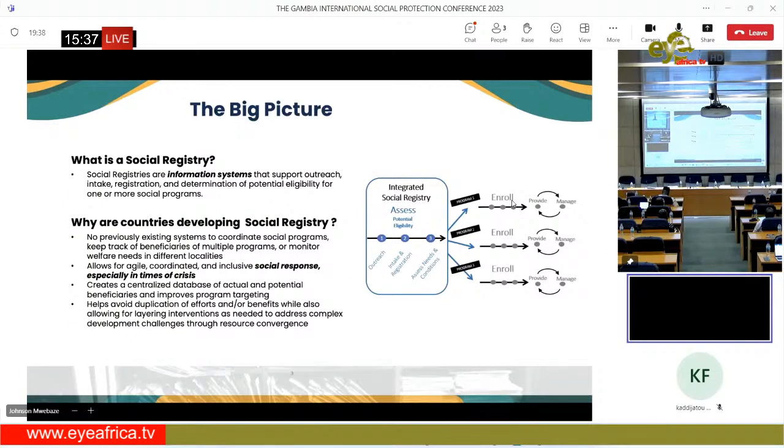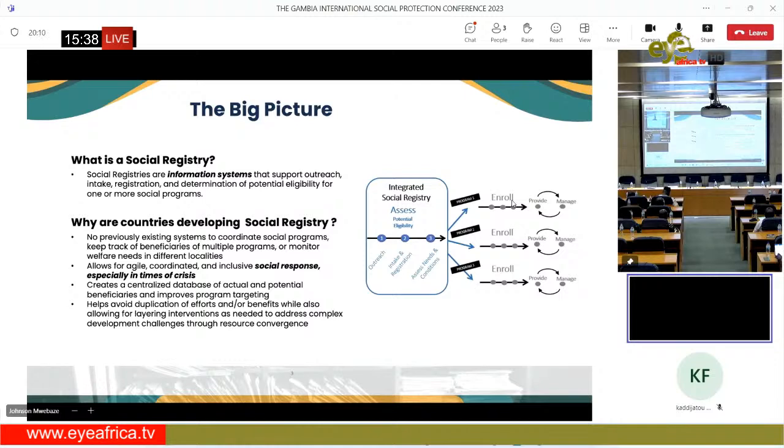I've also been told that the audience is quite familiar with what a registry is, so I won't drill much into it. Just to give a quick overview, sometimes it's a database, sometimes it's a system that supports intake, registration, and determination of potential eligibility among different social protection programs. We can go over a list of why we need social registries, but the diagram on the right summarizes it all.